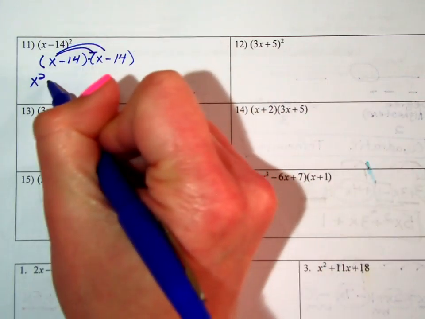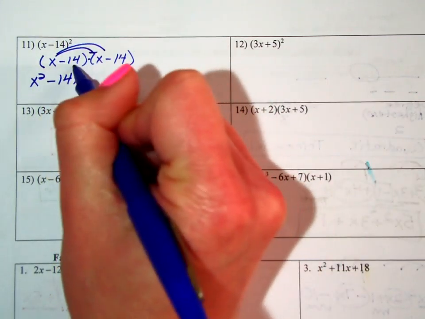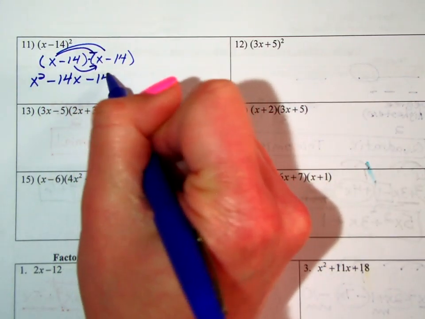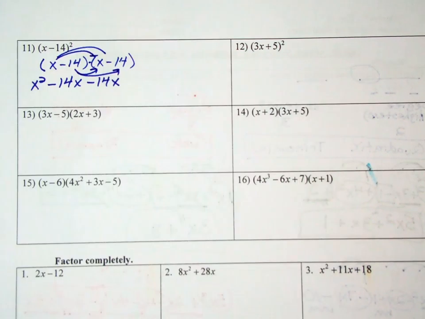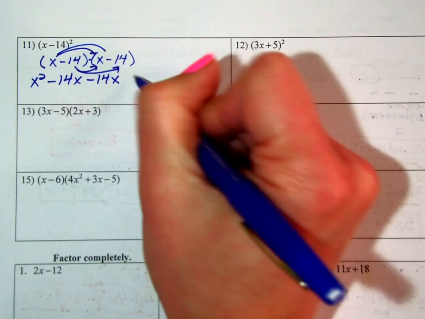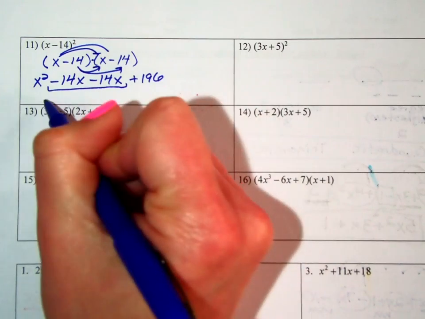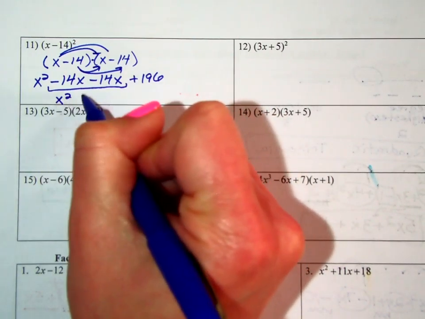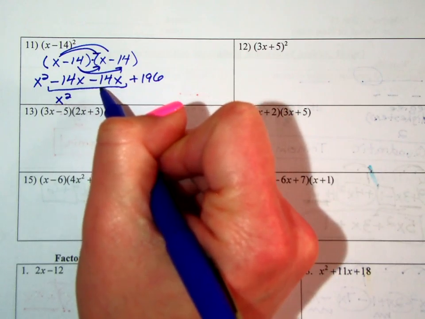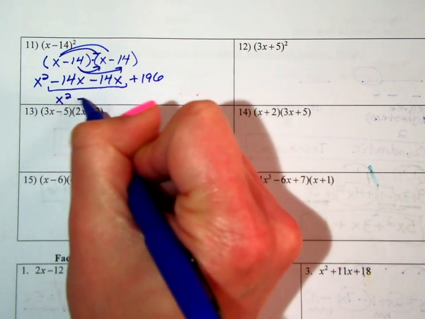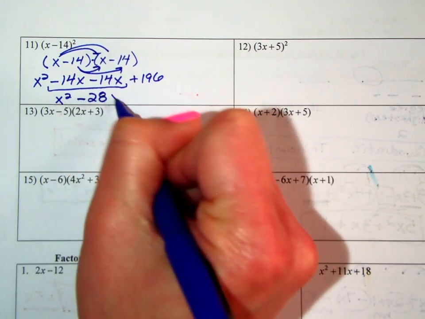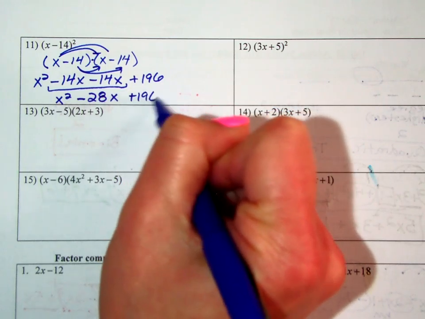X times negative 14x is negative 14x. Negative 14 times x is negative 14x. Negative 14 times negative 14 would be positive 196. And then we can go ahead and combine our like terms. So we would get x squared, negative 14 minus 14. Be careful not to cancel that out. They're both negative, so it would be minus 28x plus 196.